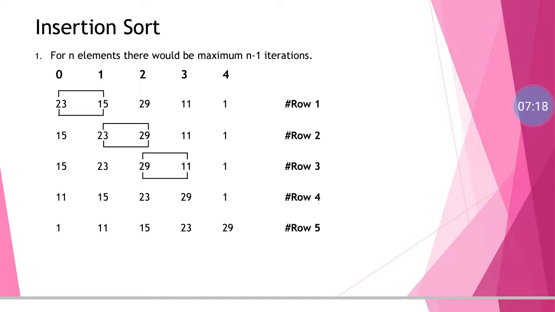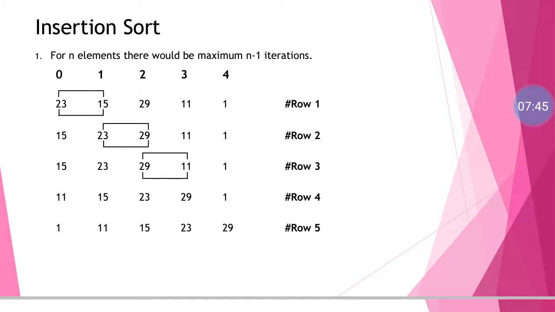If you focus on row 3, 11 on comparison with 15, 11 goes to 0th position and 15 was at 0th position in row 3, it comes to first position in row 4. 23 was at first position in row 3, it comes to second position in row 4. Similarly, 29 was at second position, and finally it comes to third position in row 4.